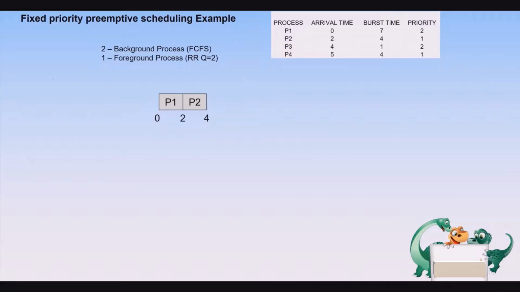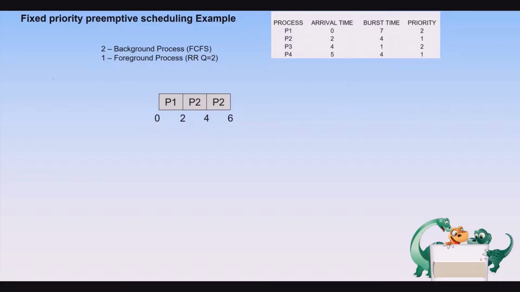At 4 milliseconds, we have 3 processes on the queue, namely P1 with 5, P2 with remaining 2, and P3 that requires 1. But amongst these 3 processes, P2 is the foreground process. So the execution continues with P2 for another 2 milliseconds. P2, with a quantum of 2, will end at 6 milliseconds.